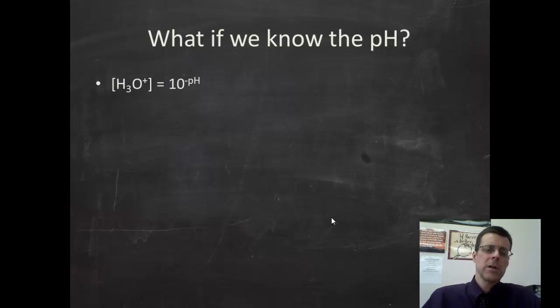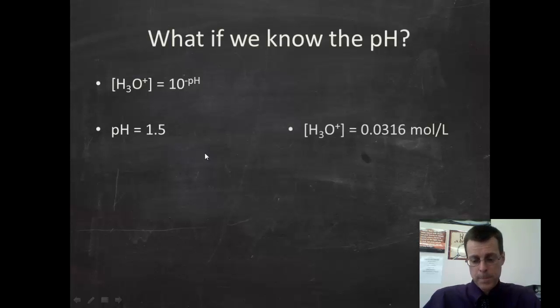Okay, so here's the calculation for pH. Sorry, if I know the pH, here's the calculation for knowing the concentration. So my concentration of hydronium ion is 10 to the exponent negative pH. So if pH is 1.5, then the concentration of hydronium would be 10 to the exponent negative 1.5.